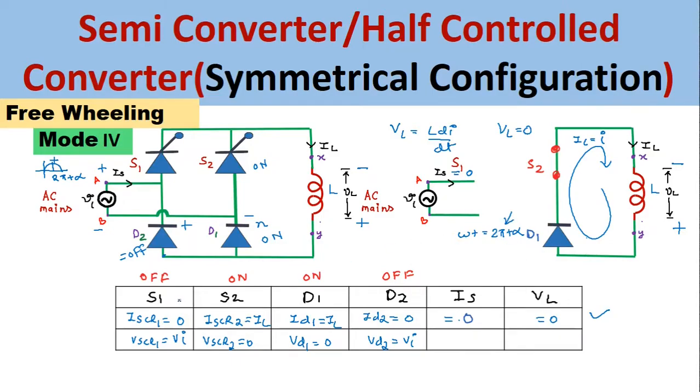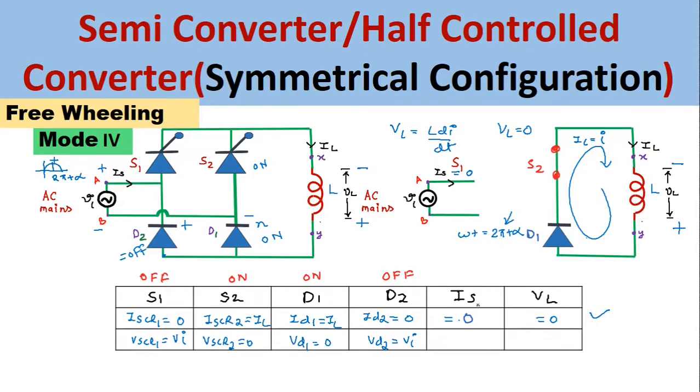So what are the conditions of voltage and currents of these devices? First is SCR1. SCR1 is off in this condition, so the current will be 0 and the voltage will be Vi. SCR S2 is on, that means the voltage across this device will be equal to 0 and the current will be equal to the load current. Next is diode D1. Diode D1 is conducting, therefore the voltage across it will be equal to 0 and the current will be equal to the load current only. And D2 is off, therefore the current across it will be equal to 0 and the voltage across it will be equal to the input voltage Vi.